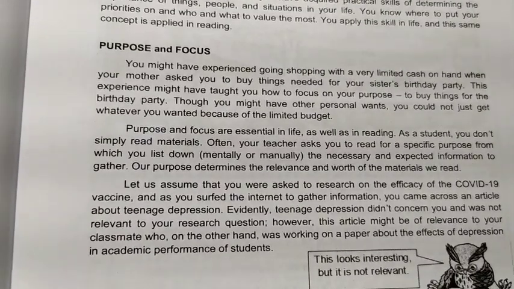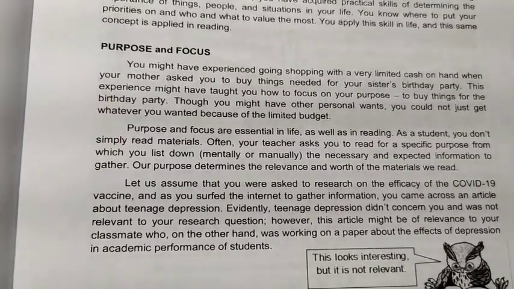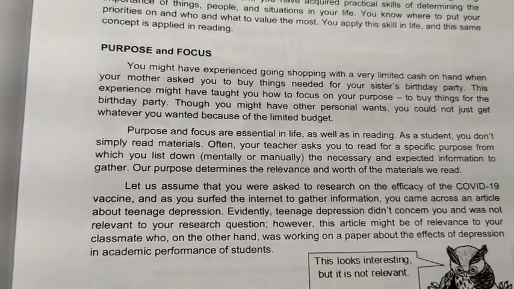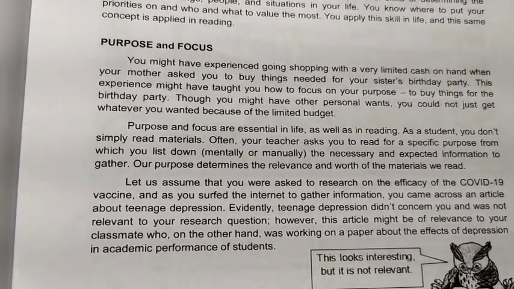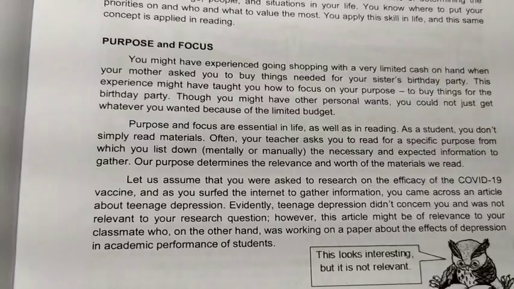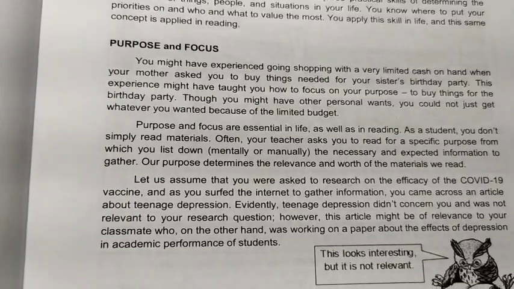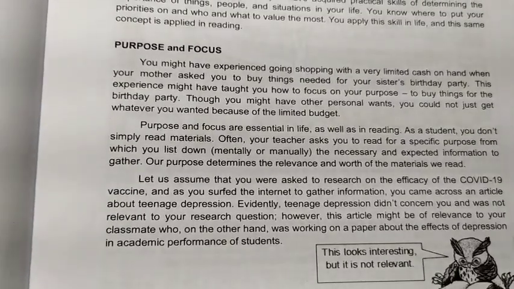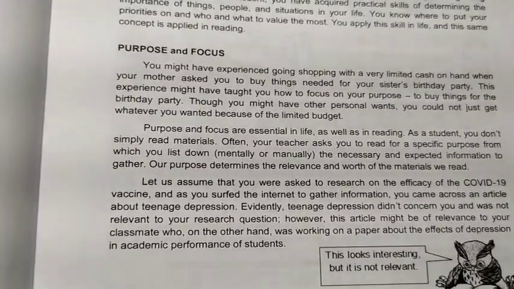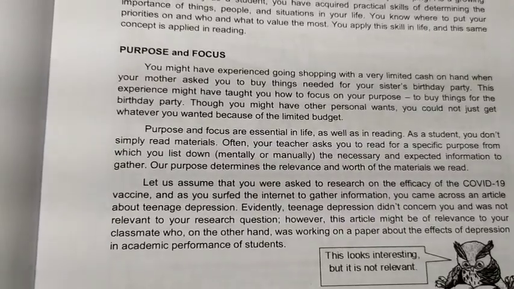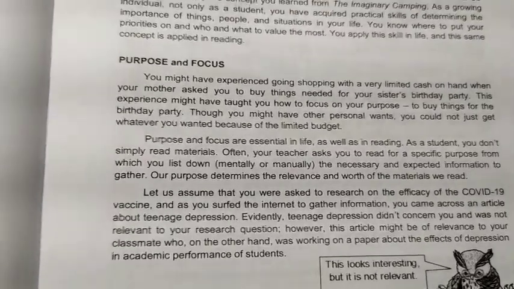As you surfed the internet to gather information, you came across an article about teenage depression. Evidently, teenage depression didn't concern you and was not relevant to your research question. However, this article might be relevant to your classmate. So you can give this to your classmate. But if it's not really related to yours, then you should not include it, because we want information to support, not to weaken our stand, to weaken our study, or any literary text that you are composing.